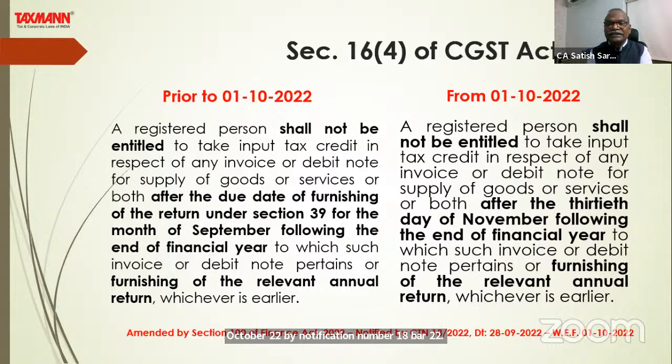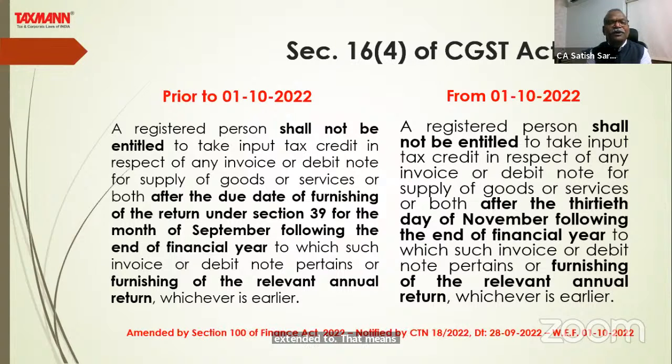After the amendment, the section says that the previous year input tax credit can be claimed till 30th November following the end of the financial year or the actual date of filing of the annual return, whichever is earlier. So there is a difference of 40 days between these two versions. In the pre-amendment period, time was available till October 20. After the amendment, it has been extended to 30th November.